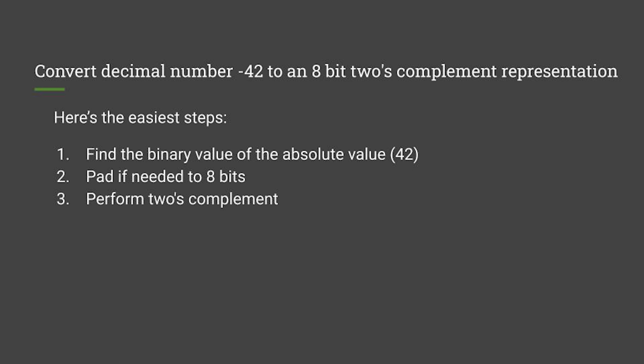Okay, so say you get a question: convert decimal number -42 to an 8-bit 2's complement representation. Here are the easiest steps for you to follow. 1. Find the binary value of the absolute value, so 42. 2. Pad, if needed, to 8 bits. 3. Perform 2's complement.